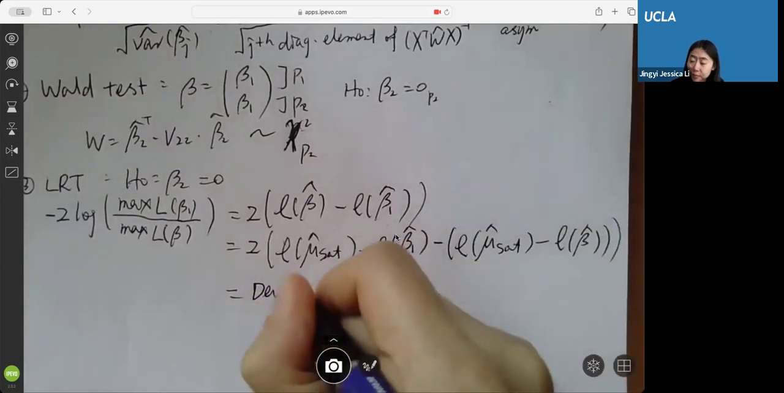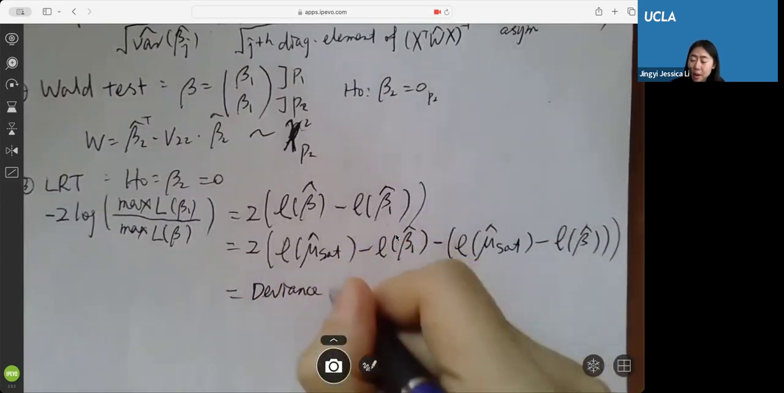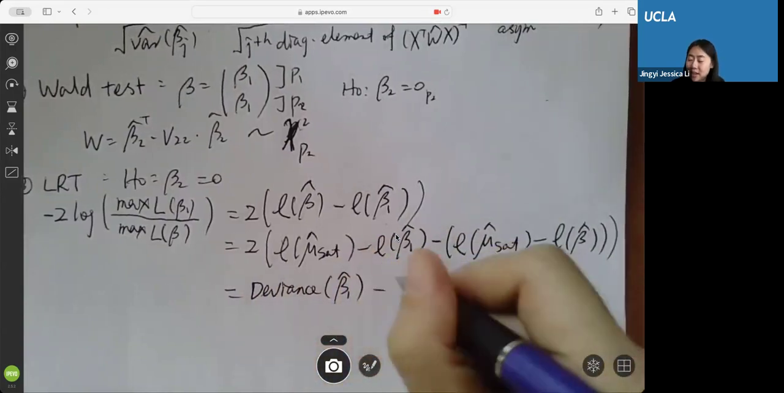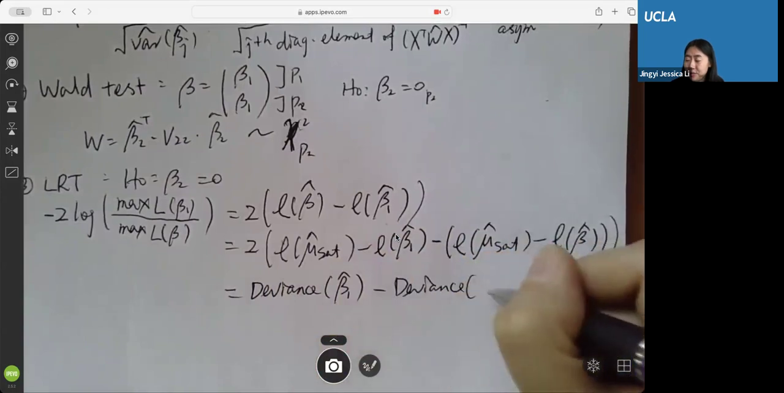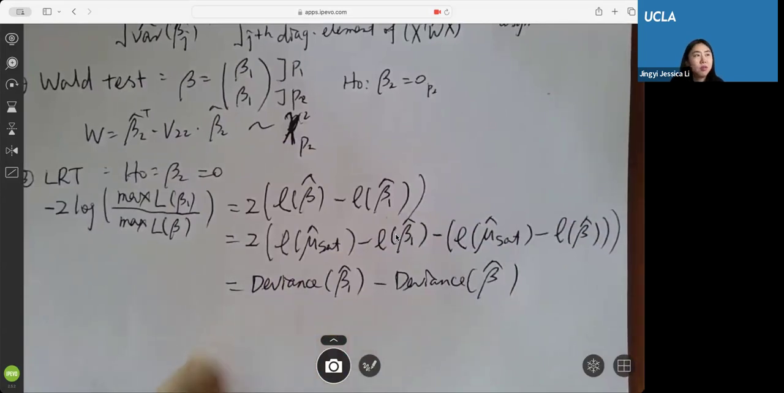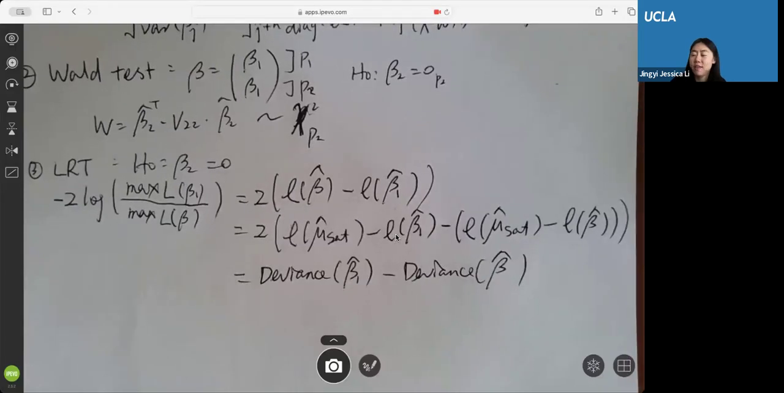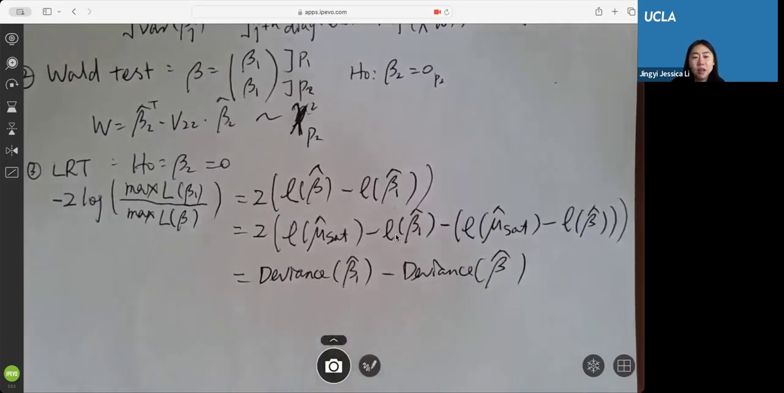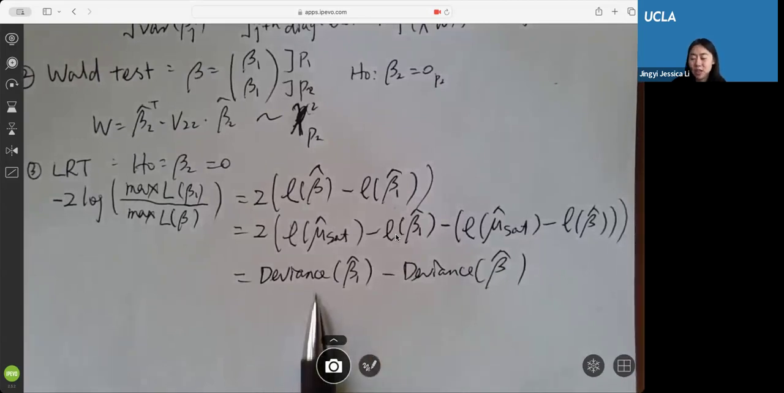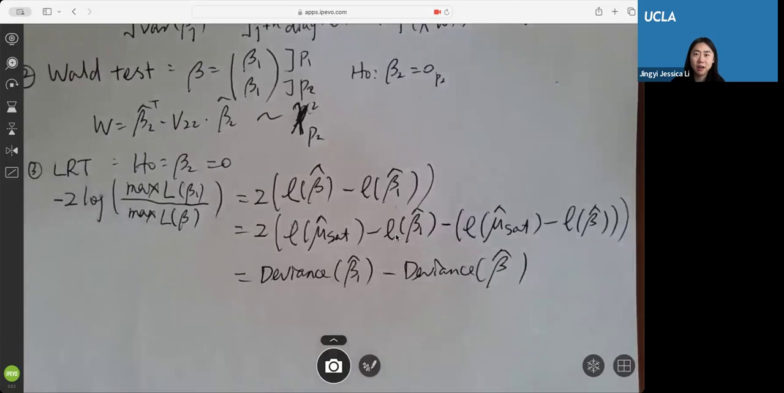It's the deviance of the beta 1 only model, beta 1 hat, minus the deviance of the bigger model with beta hat. So essentially, the smaller model will have a bigger deviance. That makes sense, right? Because it's more different from the saturated model than the bigger model is. That's why this difference will be non-negative. I'm not saying anything special here. I'm just saying that if you already have an R function for deviance calculation, you can use it to easily calculate the likelihood ratio test statistic.